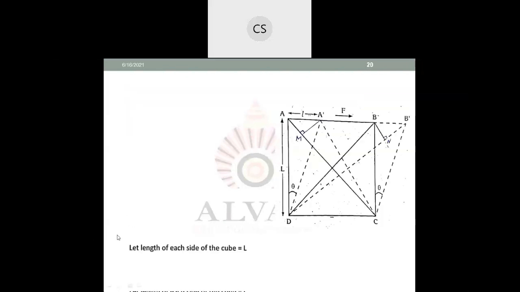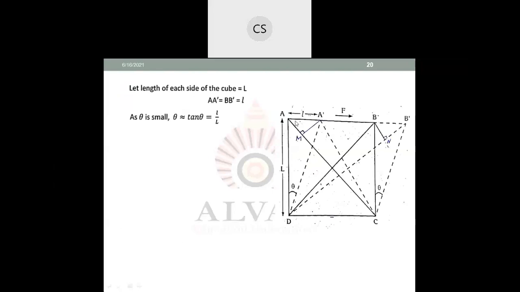Now, the length of the cube is, let us say, capital L, and small l is the displacement. That is, AA dash and BB dash is a displacement by small l. Since theta is very small, even though the figure shows a very big deformation, it will not be like that. It will be a small deformation. Therefore, theta is nothing but the shearing strain. Theta is equal to tan theta by definition, so we can write small l by capital L.